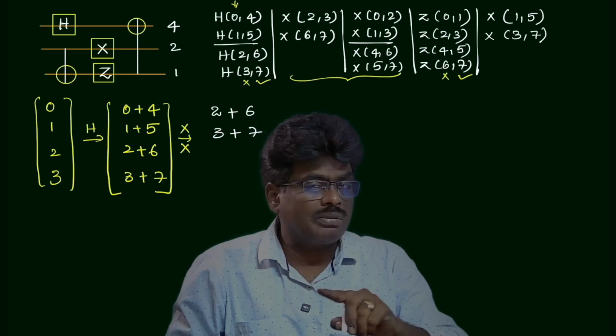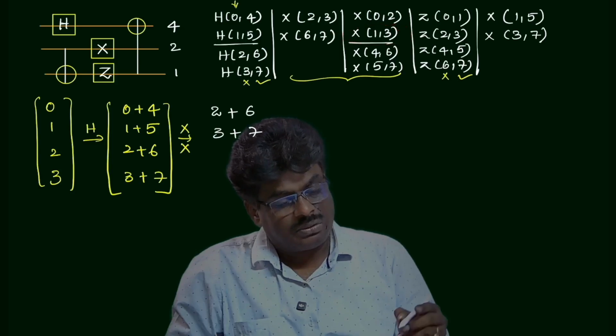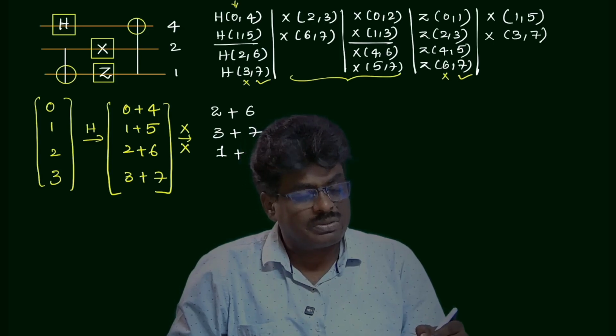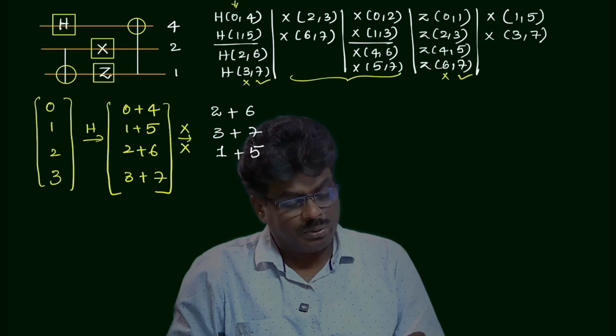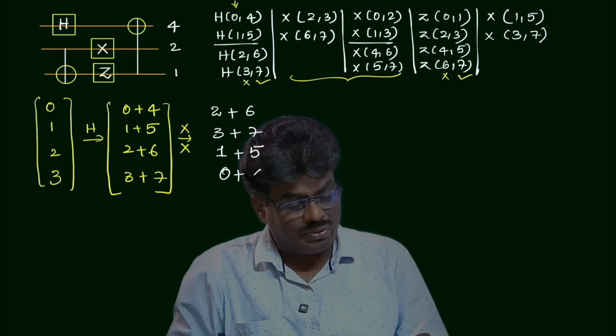Next 2, 2 to 3, here 3 to 1. Careful, you have to see both the things. So here 2 to 3 and again 3 to 1, so that's why we have 1 here. Next 6, 6 to 7, 7 to 5. Next 3, 3 to 2, 2 to 0. Next 7, 7 to 6, 6 to 4.